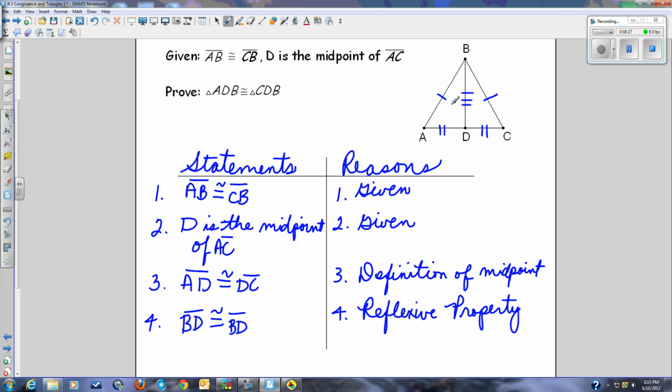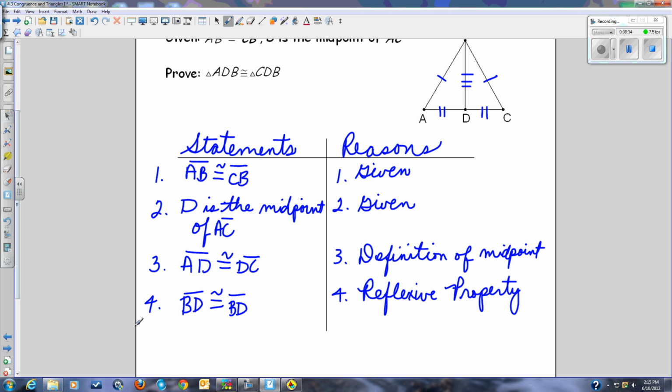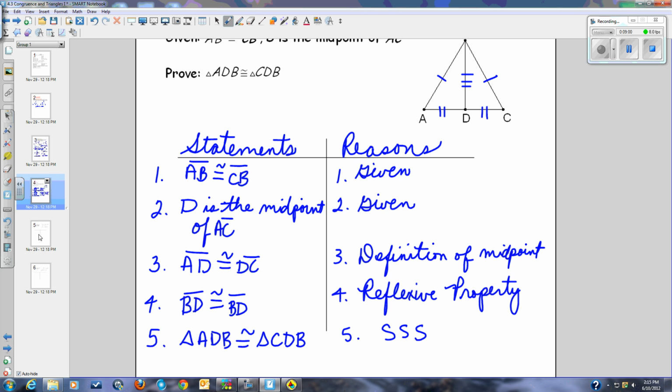Now look at this. We've got all three corresponding sides congruent to one another. That's all we need to prove a triangle congruent, because we've just used side, side, side. So our last step is to write down what we were trying to prove: triangle ADB is congruent to triangle CDB by the side, side, side postulate. Okay, so now let's move on. Let's try another one.